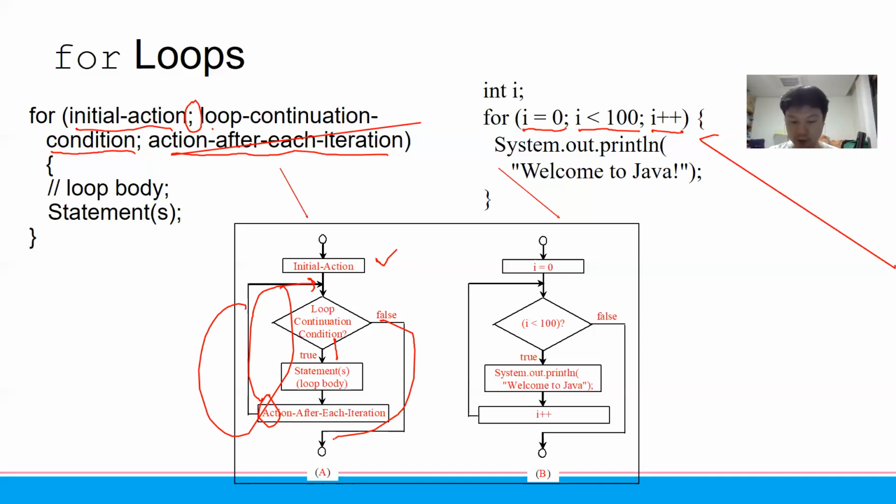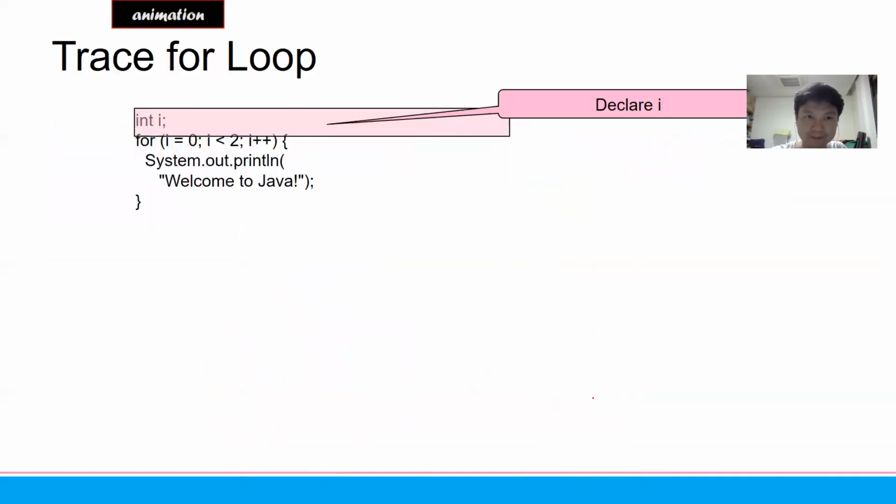So this is the example. If i is less than 100, you will keep printing Welcome to Java, and i will be added by 1, so it will increase by 1. If i is now becoming 1, we check the condition: 1 is less than 100, yes, then we will print Welcome to Java and continue. So the idea is something like this.